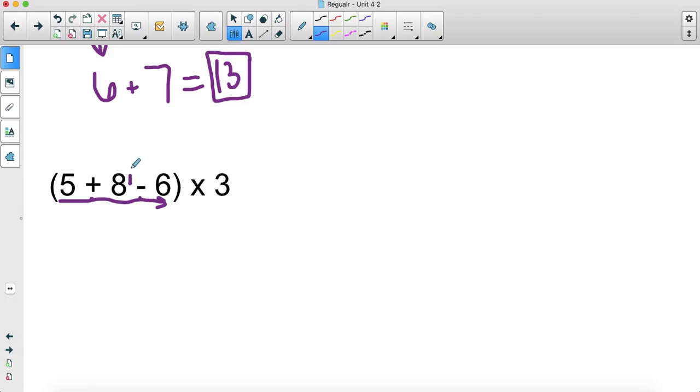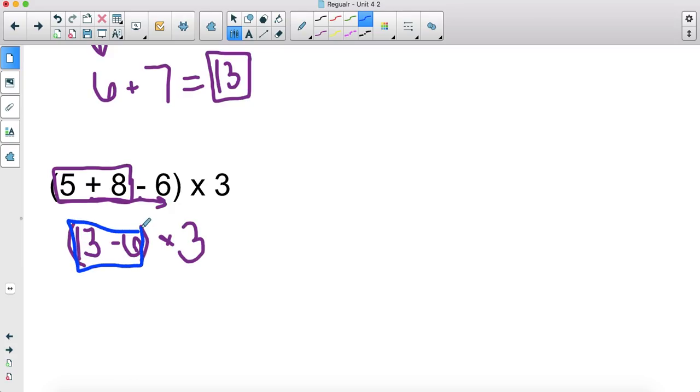So when I do that, I'm going to put a box around my first operation that I need to perform. So 5 plus 8, that equals 13. I'm still going to rewrite this whole thing every single time. This is going to help me make less mistakes, keep my work nice and organized, things of that nature. So now, oh, I can't forget these parentheses here, because even though I already performed an operation within the parentheses, there's still another operation. I still have 13 minus 6 inside the parentheses.